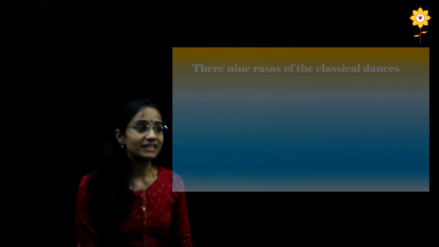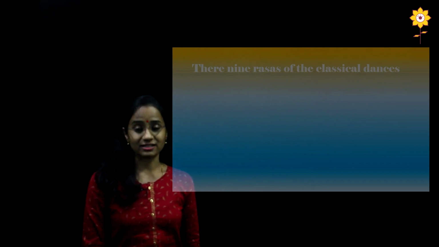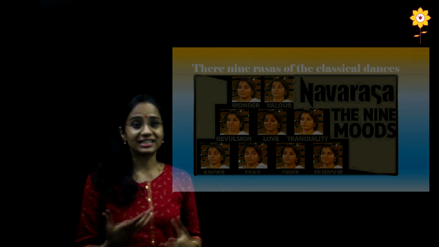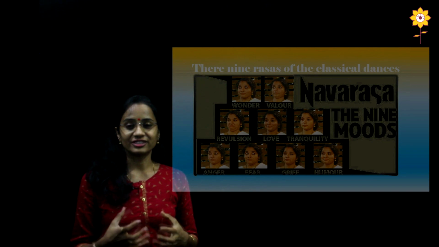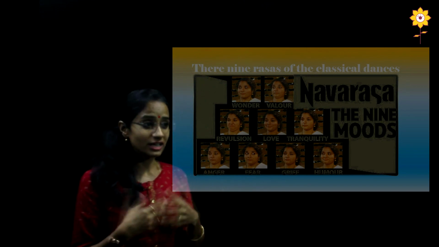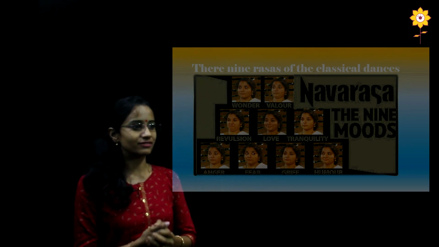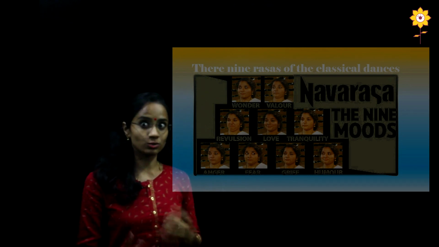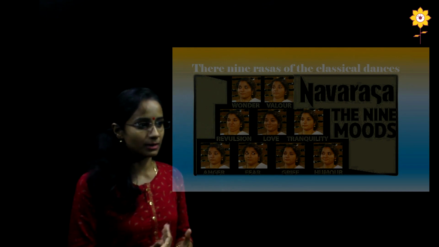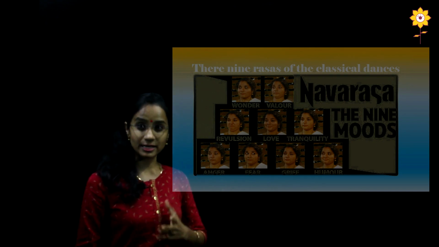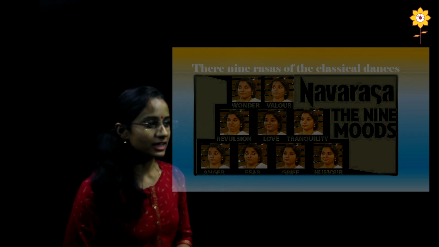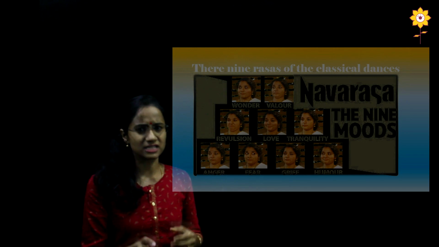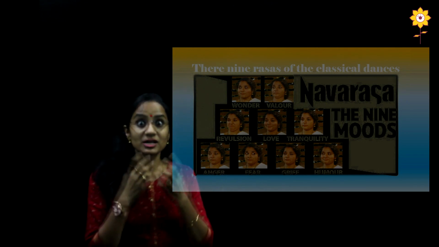Okay, now there are 9 rasas of the classical dance, that is emotions. It is called Navarasa, the 9 moods, where we have happiness, which is Shringara Rasam. Then we have anger, that is Raudra Bhavam, where if you want to show anger, we use Raudra Bhavam. Then we have Veera Bhavam, which is like pride. And we have Shanta Bhavam, which is peace. There are 9 rasas which we use in dance. For wonder, we use Adbhuta Bhavam.